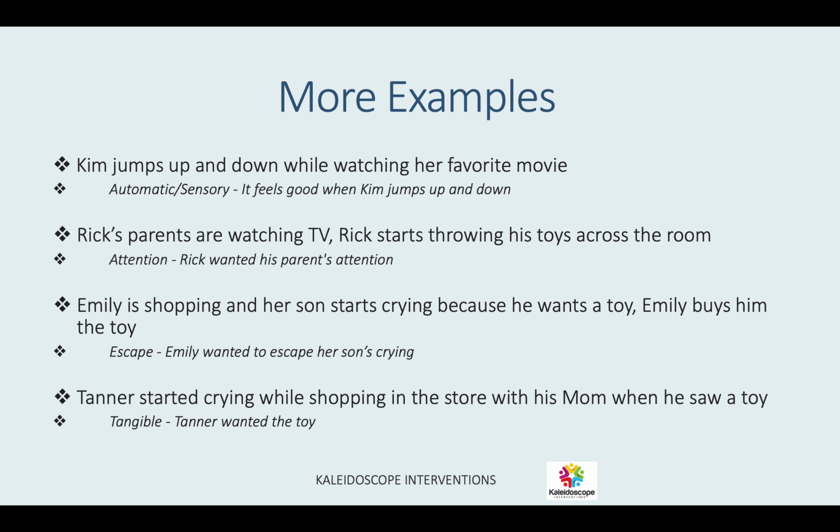All right, let's look at the last example. Tanner started crying while shopping in the store with his mom when he saw a toy. What is the function of Tanner's crying behavior? If you said tangible, you are correct. Tanner saw the toy and wanted it, so he began to cry. It's likely that in the past, Tanner cried because he wanted something. He would then be given that item.